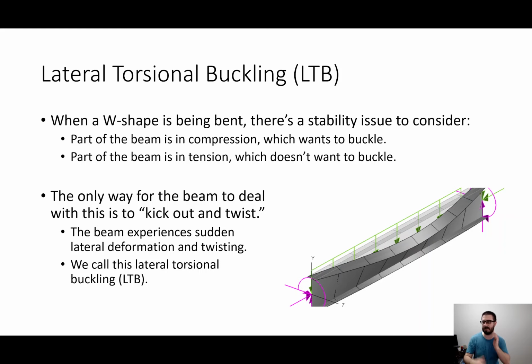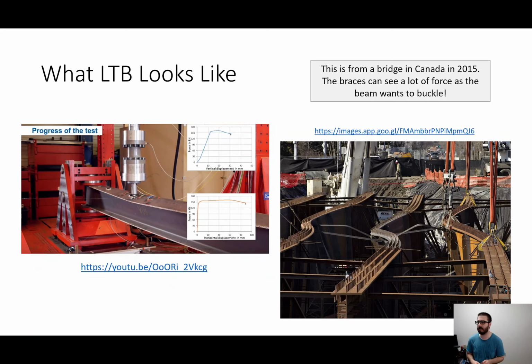And so this is an image, sort of a conceptual view of what LTB looks like. And you can see the section kind of rolling over and twisting laterally under this applied load. And that happens when the braces are discrete, when they're not continuous, okay? I have a couple real world examples. This image here on the right is from a bridge that was in Canada in 2015. I think I showed you all this a few lectures ago.